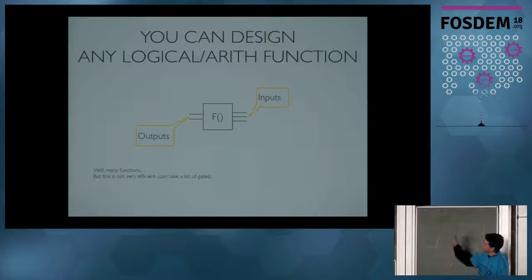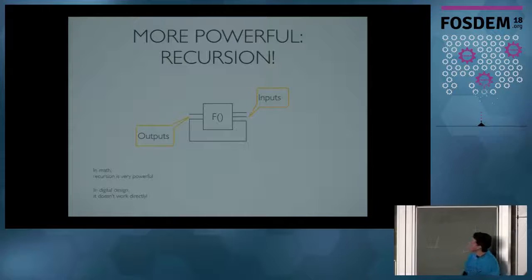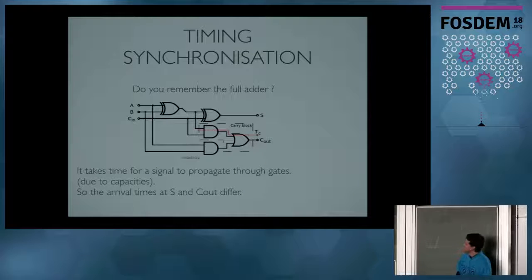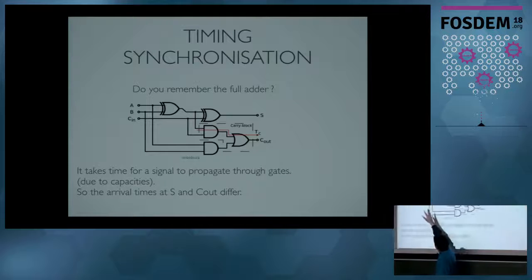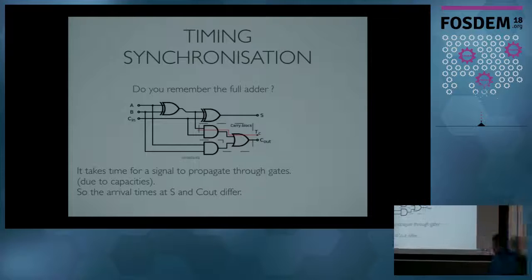The problem with this kind of circuit is that it's either too simple or not very powerful. And you get real power from mathematics only if you do feedback or recursion. That means you use the output to compute the next input. This works well in maths, but unfortunately, it doesn't work at all like this in hardware design. The reason is that you have some physical constraints. If you set values to inputs, you get values on the output side, but not necessarily at the same time.